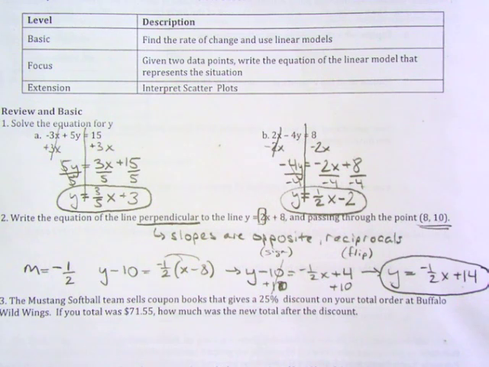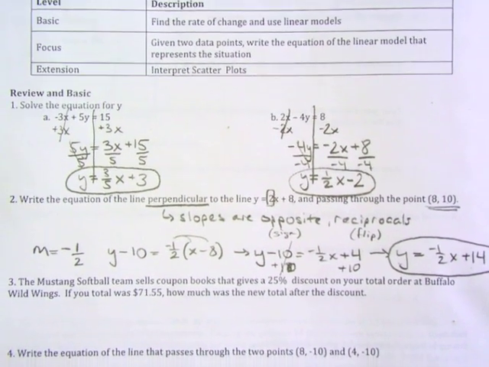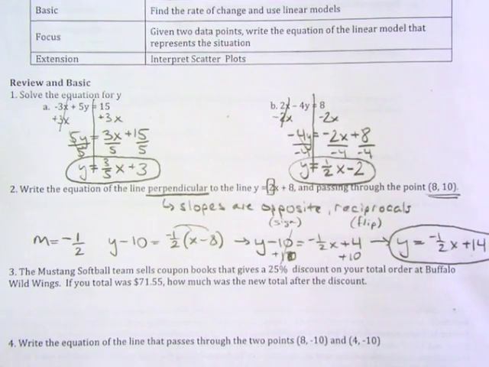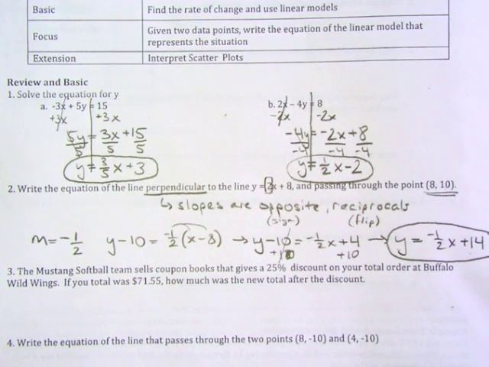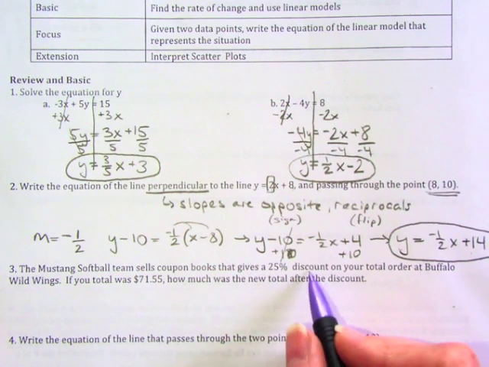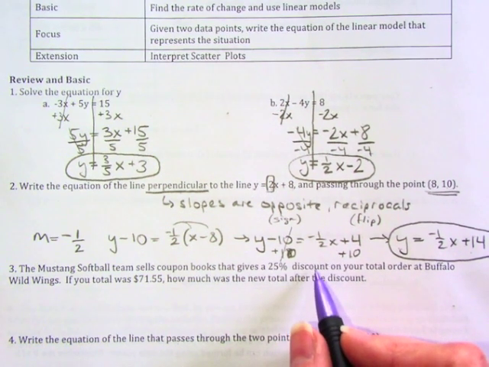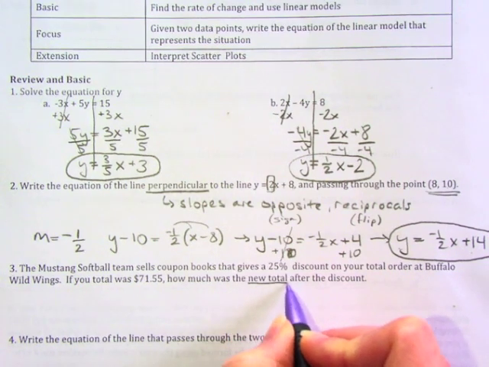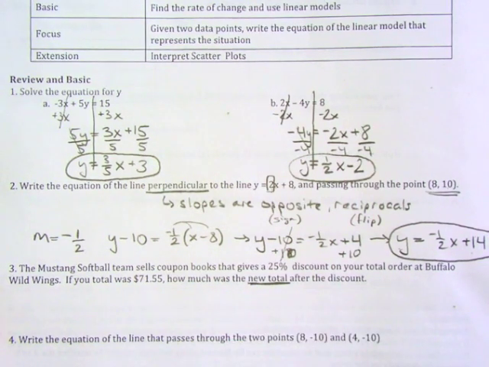For number 3, we notice the percentage problems. It says the Mustang softball team will sell coupon books that give a 25% discount on your total order at Buffalo Wild Wings. If your total was $71.55, how much will the new total be after the discount? So key piece to notice is one, we have a discount, so we're going to be decreasing our price, and that we're looking for the new total. It's not asking what the discount is, but what is the actual new cost for this meal, I'm assuming, since we're at Buffalo Wild Wings.